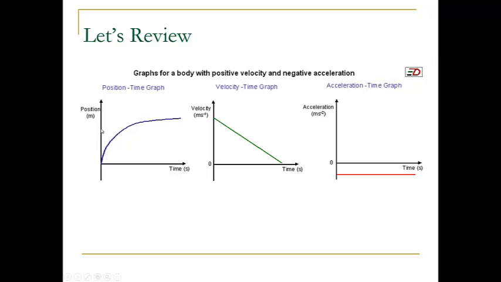So if you look at the first one, look at what's happening to your slope. You're traveling in the positive direction the entire time because you're always moving away from the origin. Away from the origin is positive.